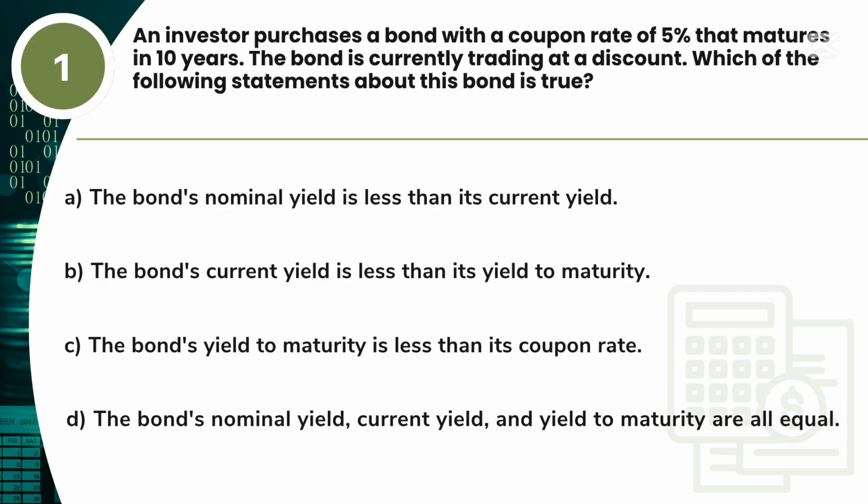A. The bond's nominal yield is less than its current yield. B. The bond's current yield is less than its yield to maturity. C. The bond's yield to maturity is less than its coupon rate. D. The bond's nominal yield, current yield, and yield to maturity are all equal.